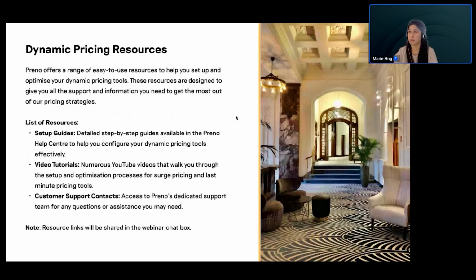Now, Preno has quite a number of resources available for you to tap into with regards to dynamic pricing. So we've got setup guides outlined in our help center, going through basically what I went through in the live demo in terms of how to set it up and where to find all the buttons that you need. We also have video tutorials that basically go through the same thing as well. And lastly, of course, you've got the customer support team that you can reach out to if you need a hand with setting things up, okay? And we'll share the links in the chat box at the end.